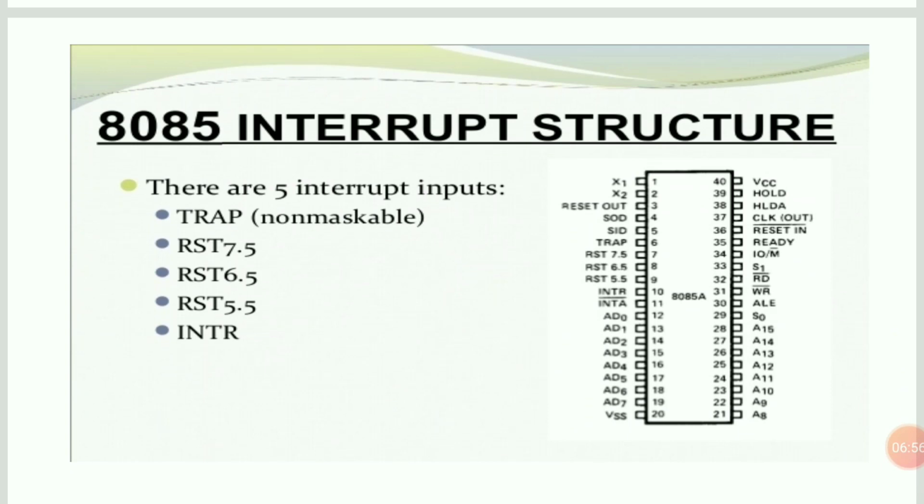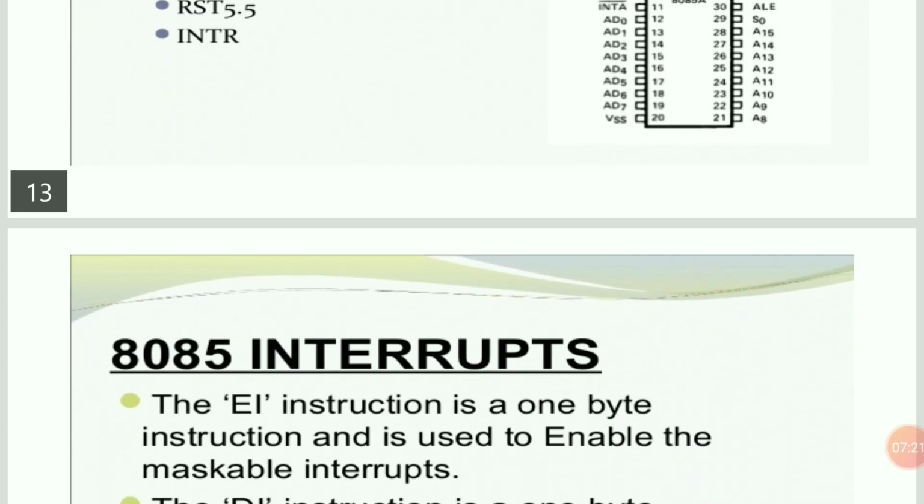Now the 8085 interrupt structure. In the last session we saw the 5 interrupt inputs. That is TRAP, which is non-maskable. See, TRAP is non-maskable with the highest priority among all the pins. So if any interrupt comes from TRAP, we cannot stop it because it's non-maskable. Then RST 7.5, RST 6.5, RST 5.5, and INTR. These are the other interrupts of 8085.